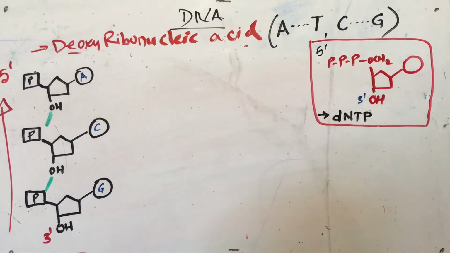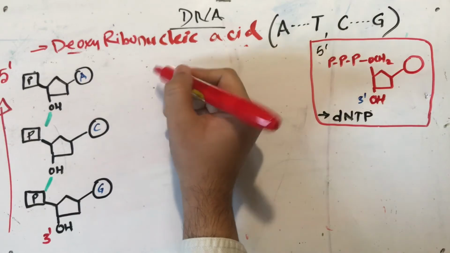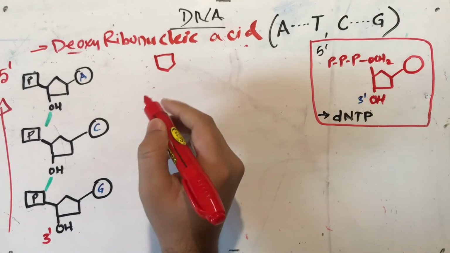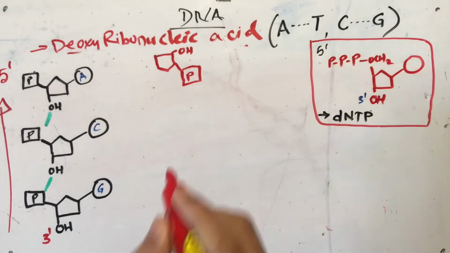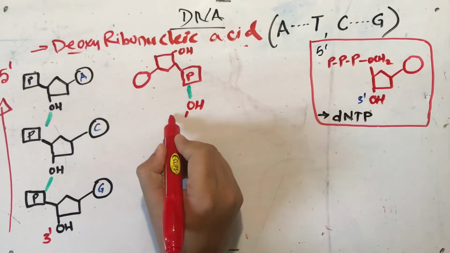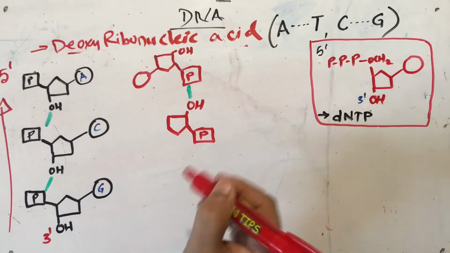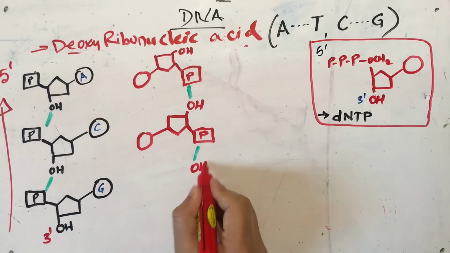DNA is a double-stranded structure. So let's draw another strand of DNA. So we have this OH group right here, and we have a phosphate attached, and then one of the bases. Again, we have this bonding, another OH, right there, and we have another bonding, OH.